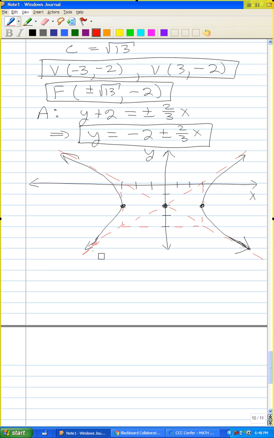Good enough. Okay, so that's a graph of my hyperbola. So I have here my asymptotes. I have here my vertices, my center, and the foci, radical 13. So that's where we're out there. Okay. Good.